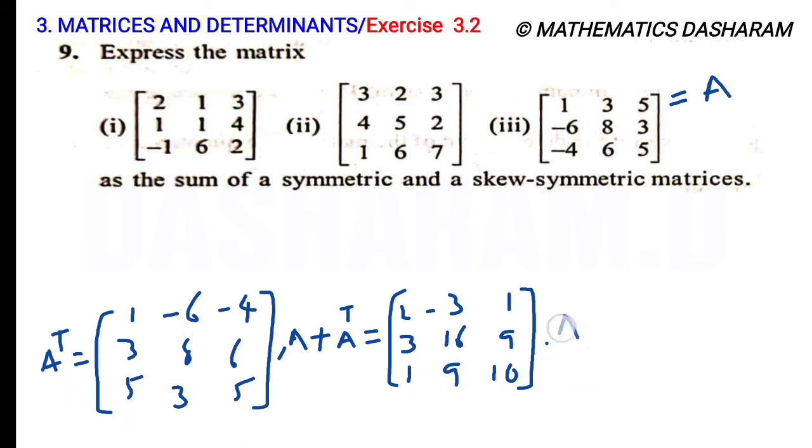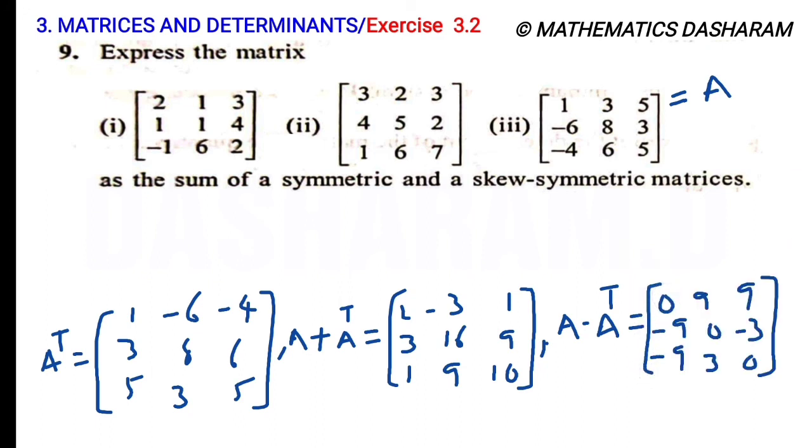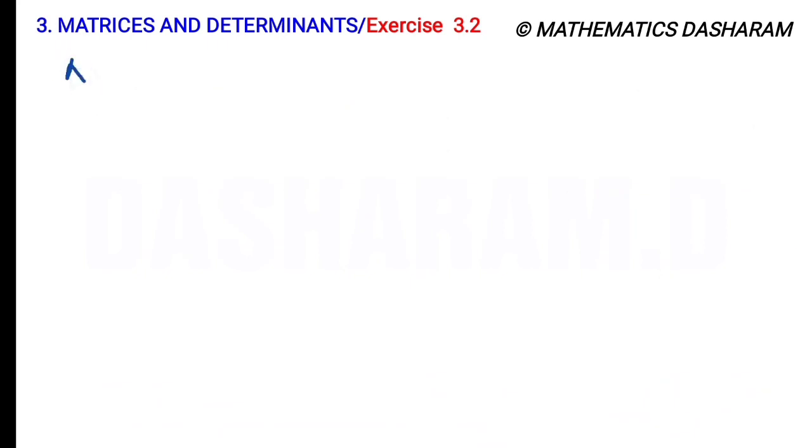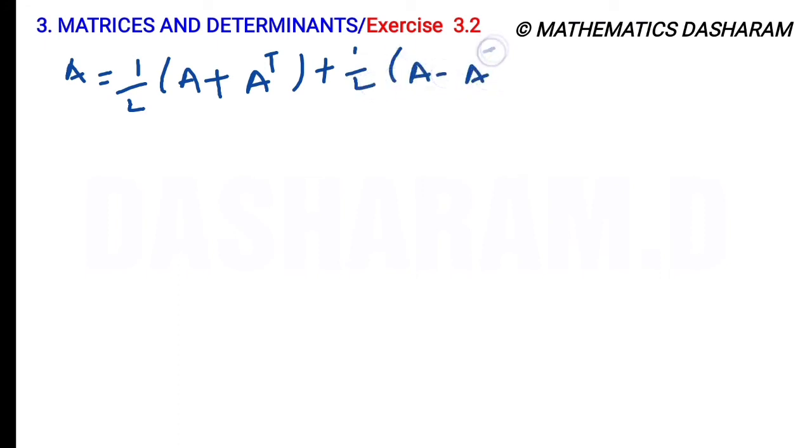Next, the A minus A transpose answer. Subtract the matrix A and A transpose matrices. Here the corresponding elements are 1 minus 1 is 0. So this is A minus A transpose. So let's use the condition: A equals 1 by 2 bracket of A plus A transpose plus 1 by 2 bracket of A minus A transpose.